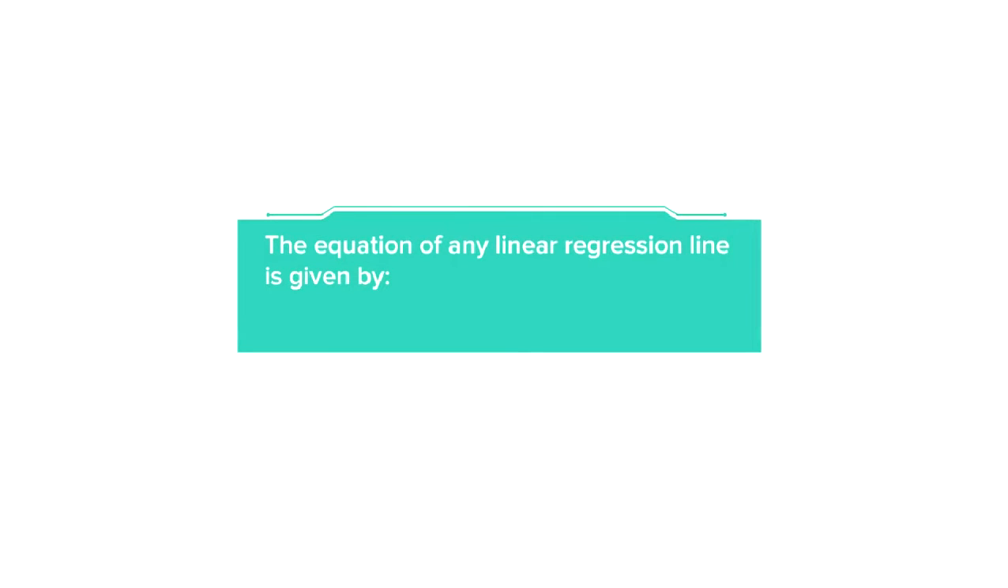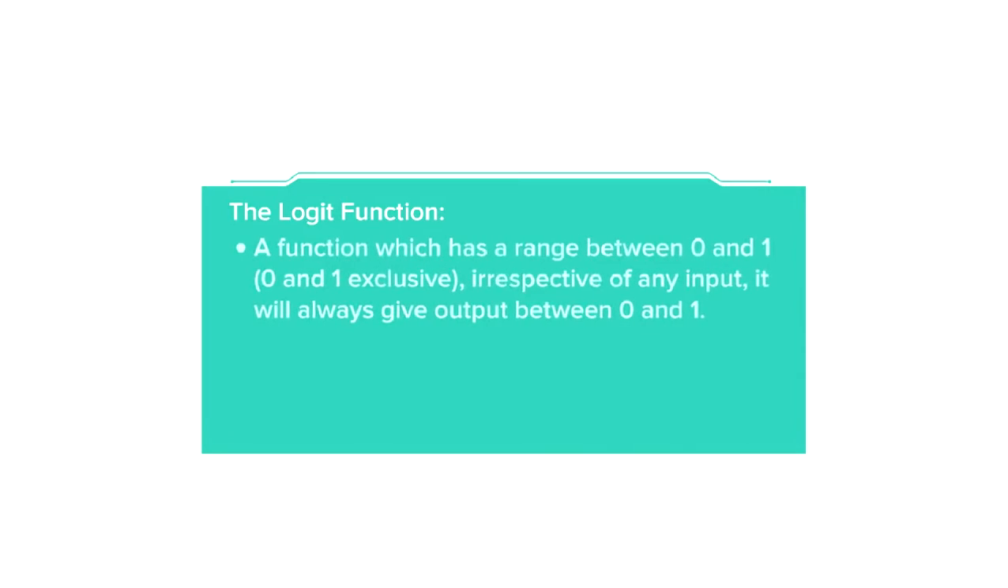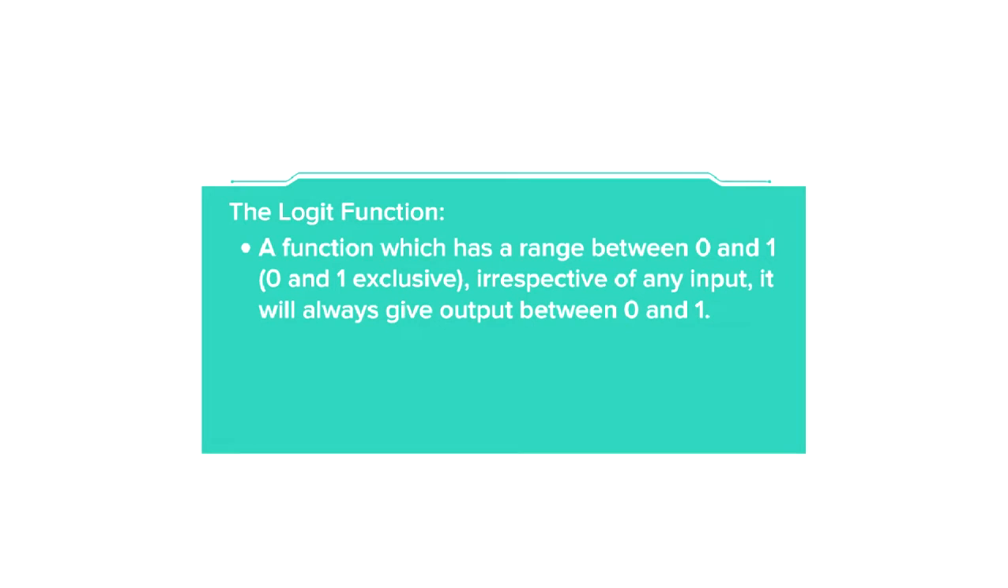We know that the equation of any linear regression line is given by z equals mx plus c. Now, in order to restrict the values of the prediction between 0 and 1 to make predictions as probabilities, we use a logit function, also called the sigmoid function. It is a function which has a range between 0 and 1. Irrespective of any input, it will always give an output between 0 and 1. In our case, the output represents the probability. This function is given as g of x equals 1 upon 1 plus e raised to the power minus x.